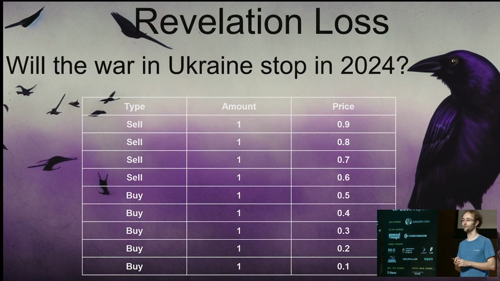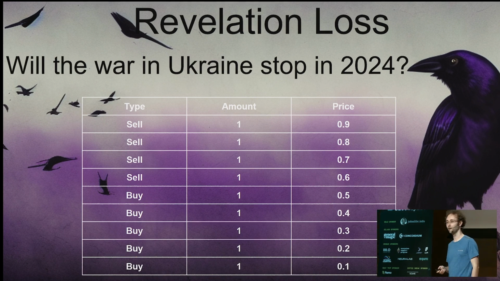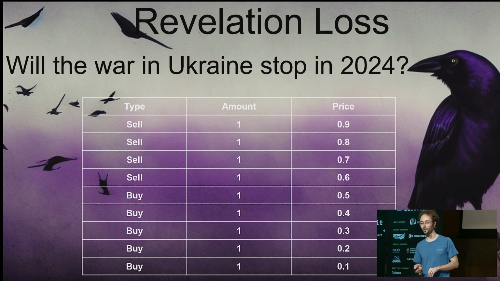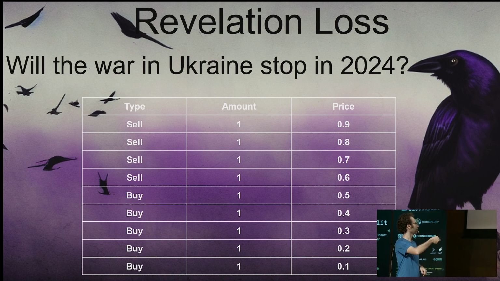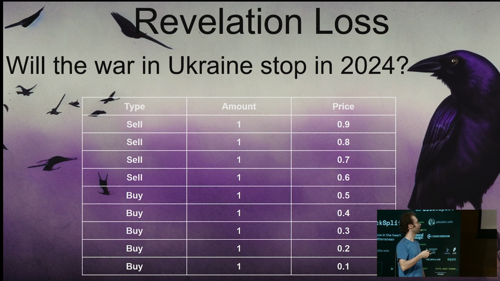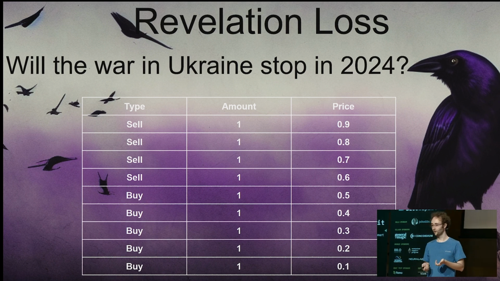The revelation loss. You can see this example of an order book given by liquidity providers. You have all those sell orders and all those buy orders. If you're lucky, you just get someone taking your sell order, and then someone taking your buy order, and if it keeps happening, well, you make money out of the spread.